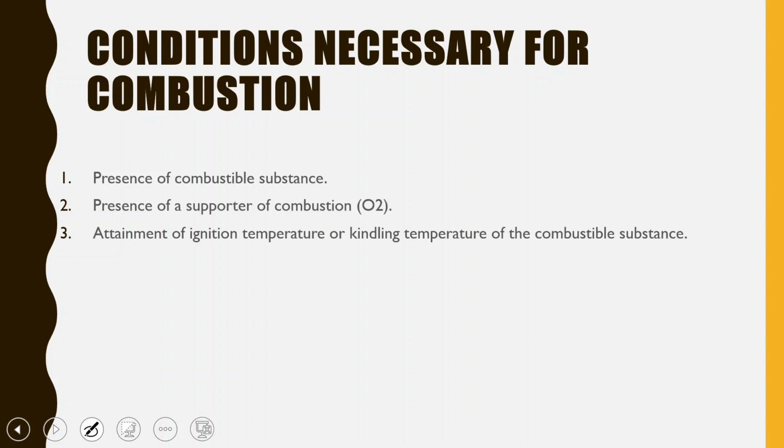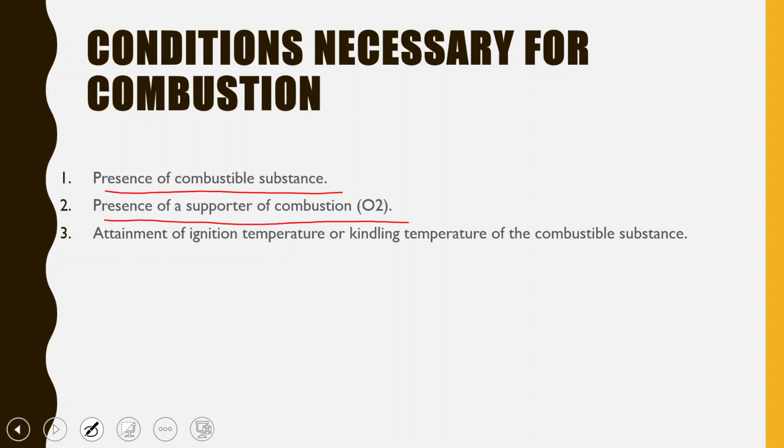Next, the conditions necessary for combustion. There are some conditions that should be maintained for a combustion process to take place. The three important points are: there should be a presence of a combustible substance, that is, the substance which will burn. The next is the presence of a supporter of combustion, that is, a substance that will help in combustion, and it is generally oxygen. Oxygen supports the process of burning.